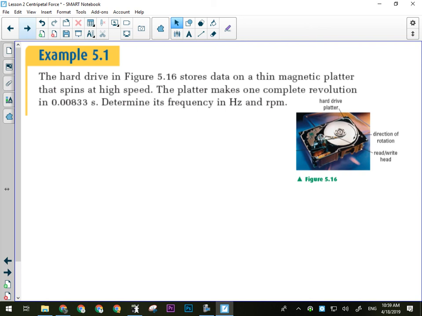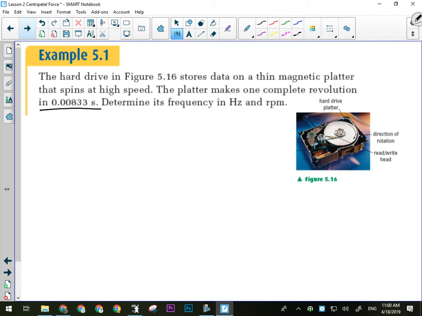Okay, so this one here is just kind of a quick review of period and frequency. So we got an old-fashioned spinning hard drive, so not a solid state drive, but an actual spinning hard drive. They spin at fairly high speeds. The platter makes one complete revolution in 0.00833 seconds. All right, what did they give me here?